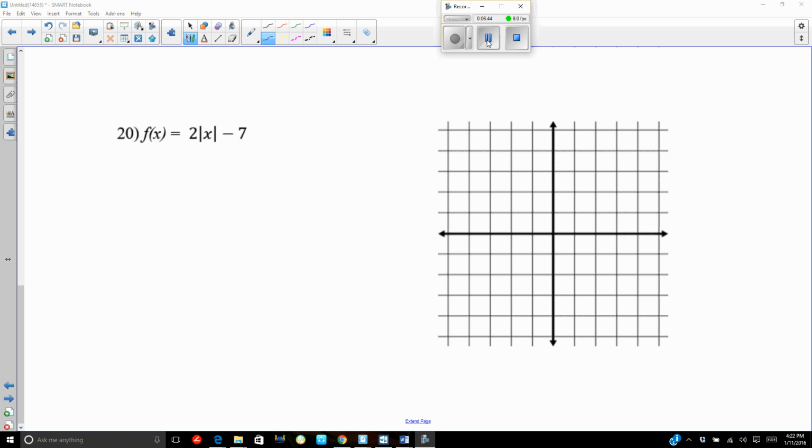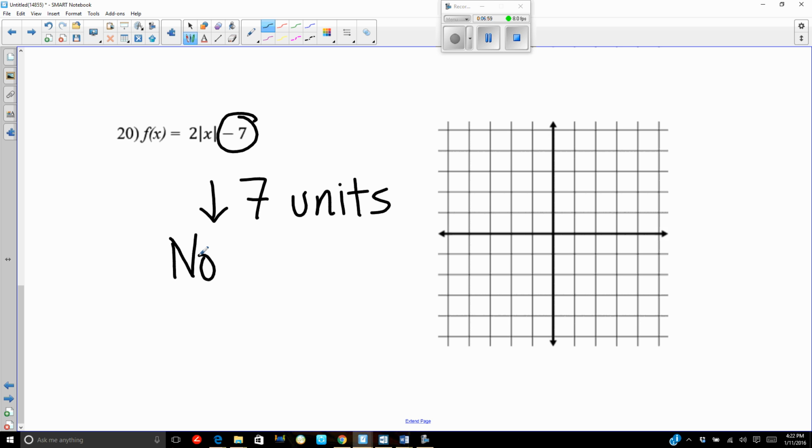And then finally, number 20. Number 20, there is a vertical shift. We're going down 7 units since it's a negative 7. So that's where our vertex will be. There is no horizontal shift since there's not a number on the inside of the absolute value.